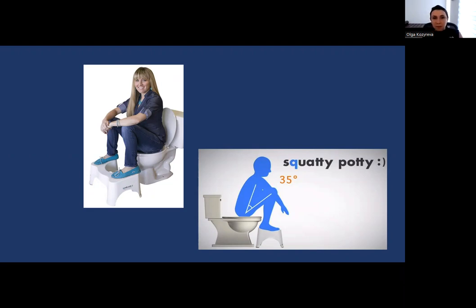It can be helpful to a patient who has had radiation to the pelvic floor. It's usually a patient with gynecological malignancy. It can be a young patient with cervical cancer who had a high dose of radiation to the pelvis and they do not have good pelvic muscles. Or a patient who has hemorrhoids. And with this position, it's actually much easier to push stool out.